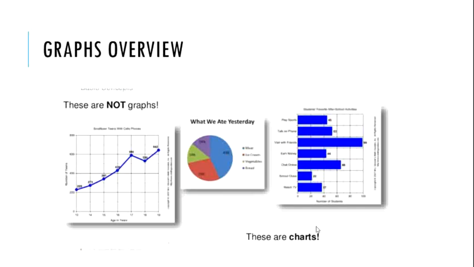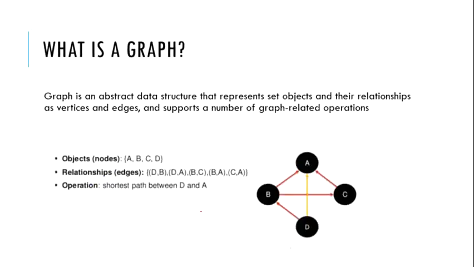Next, let's see what we actually call a graph and what is not a graph. Now, at some time you may be confused that these are also called graphs, but technically these are not graphs, these are charts. In computer science terms, this is called a graph where you've got some nodes and some edges. The edges represent the relationship between these nodes, and there is some operation that connects these. So this may be the shortest path, this may be the highest path. So using something, we have these connections between these nodes.